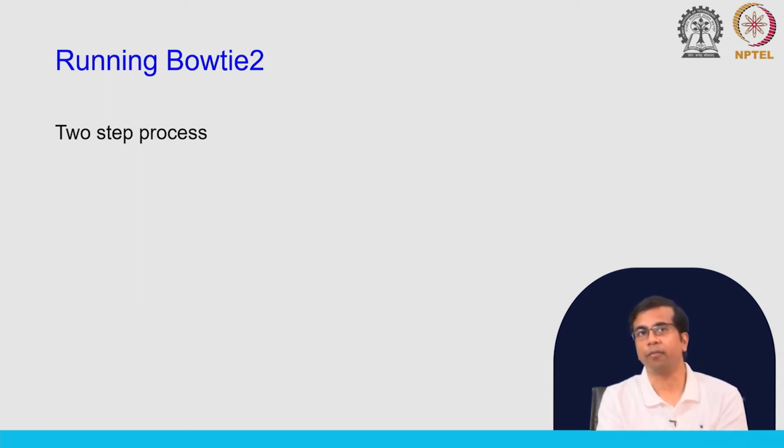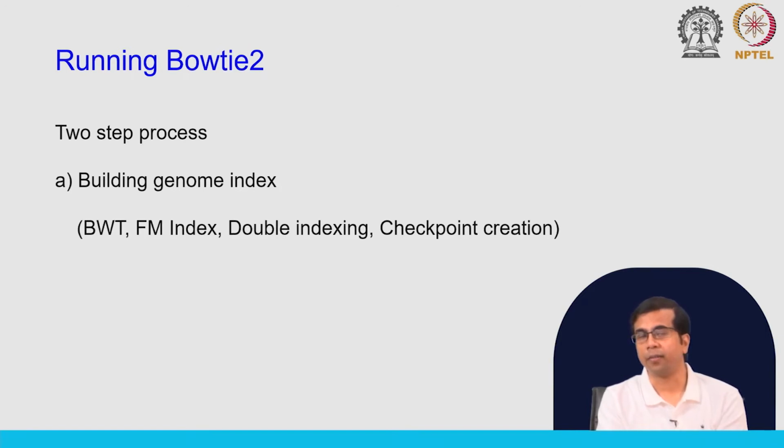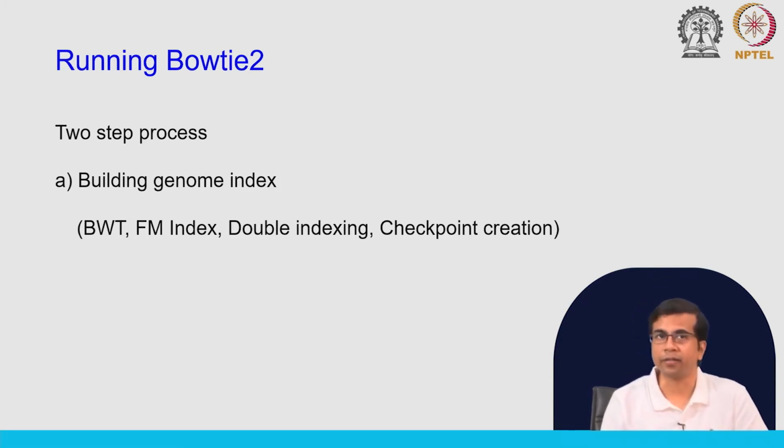It appears that this is a two-step process. You would have to first build something called a genome index. What happens in genome index is this Burrows-Wheeler transform, this FM index creation, double indexing, and checkpoint creation. All these things are happening when you run this genome indexing part. So, that is the first step.